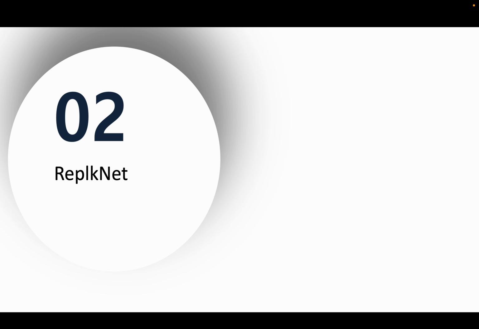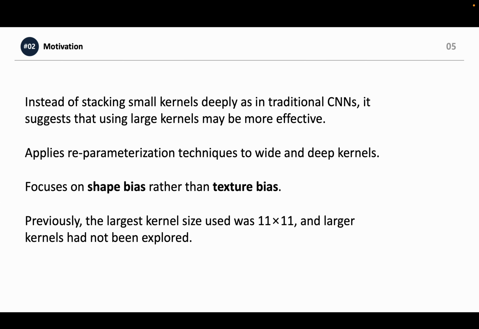Next is RepLKNet. Previous models used kernels no larger than 11 by 11. RepLKNet proposed that larger kernels may work better and shift focus from texture bias to shape bias.